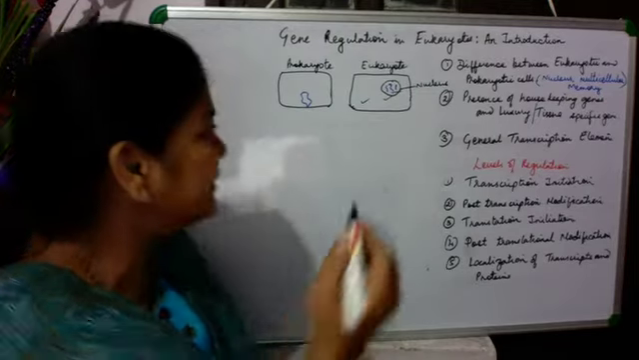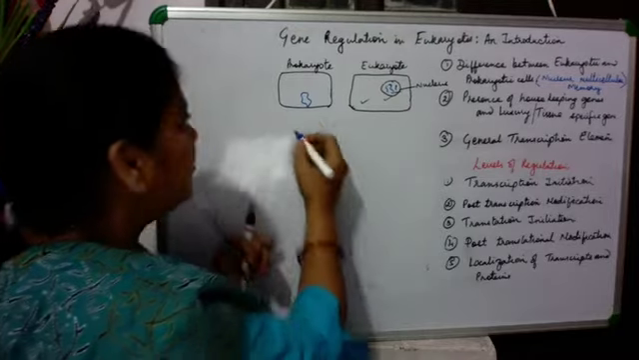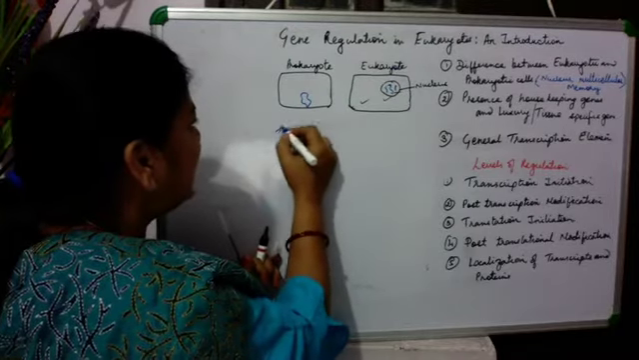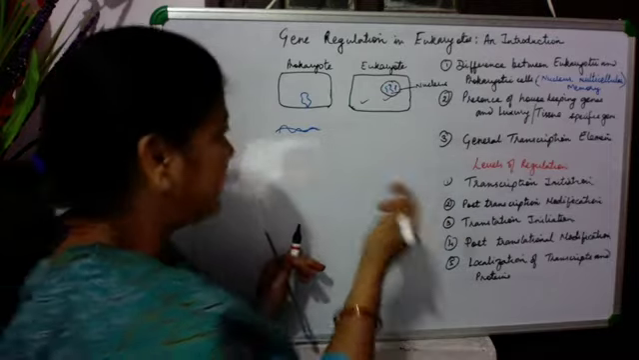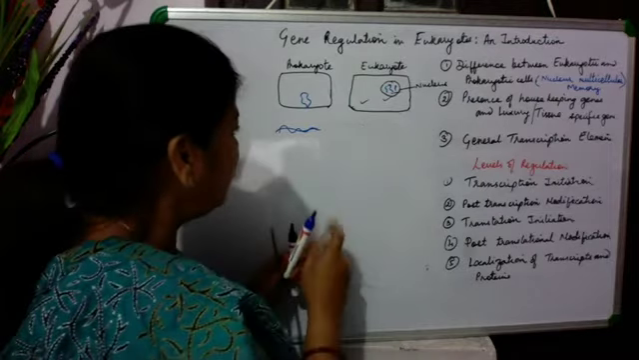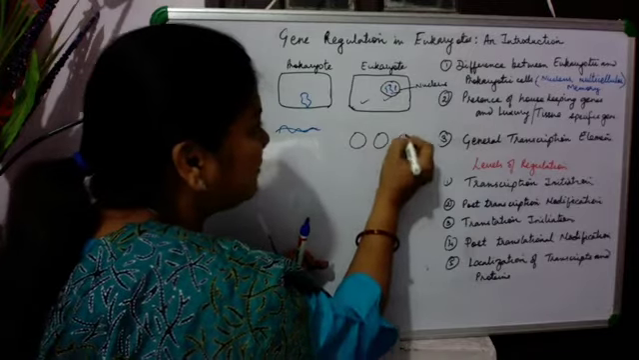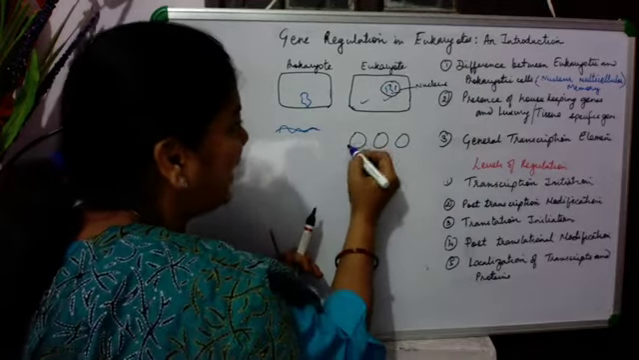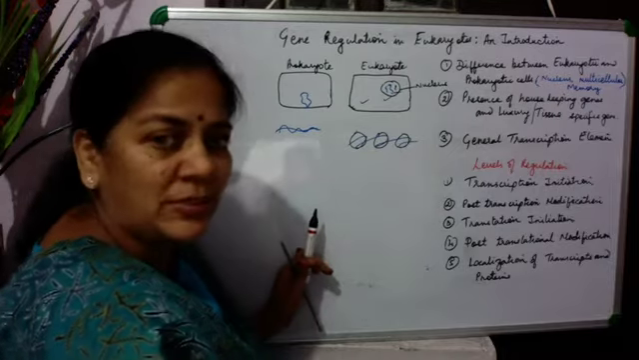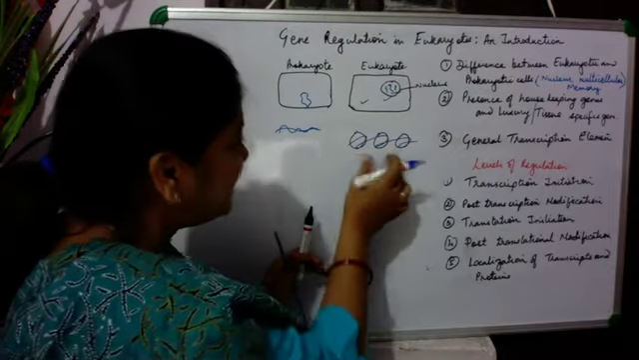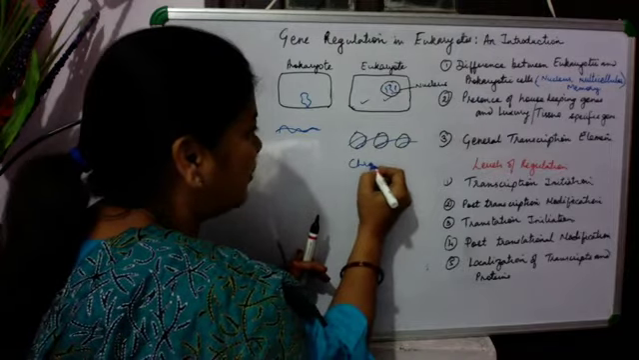The other difference is that in prokaryotes, the DNA is not associated with many different kinds of proteins. On the other hand, in eukaryotes, the DNA is packaged into nucleosomes, and these nucleosomes are DNA plus histone octamers, and because of this, they are organized into higher order structures, or chromatin.